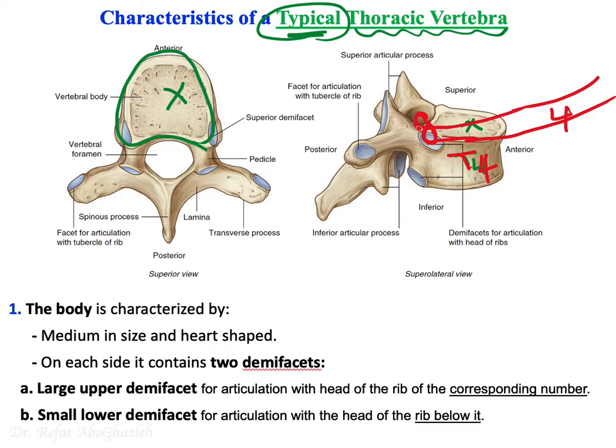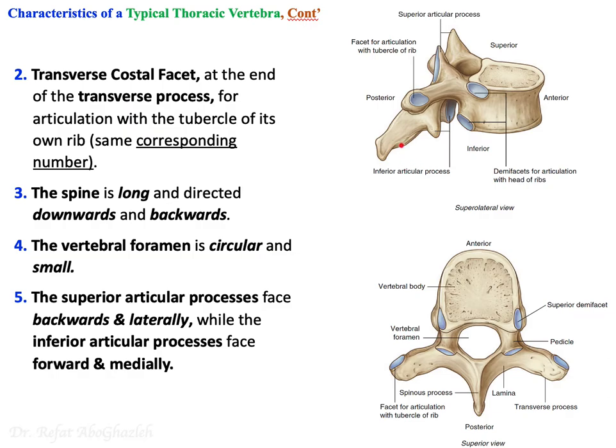What about the upper demifacet of the rib? It would be with the vertebra above, three, right? Anyway, that means rib number four articulates with the same number vertebra T4, the rib by its inferior demifacet, and the vertebra by its upper demifacet. That's the large one. And we know that in the rib, this one is the large one, right?